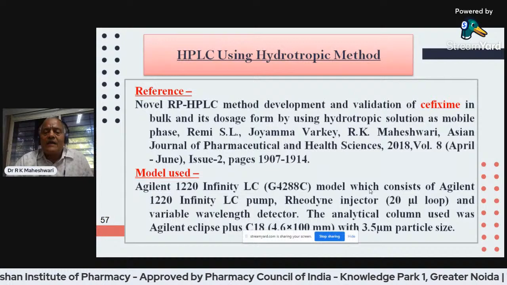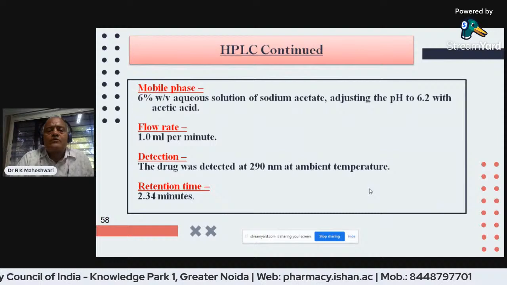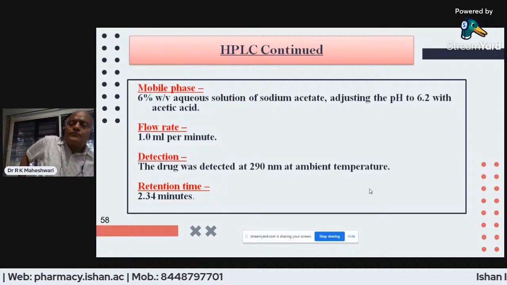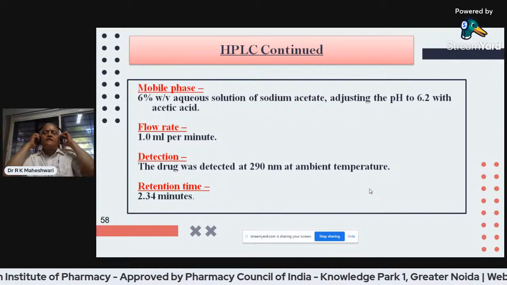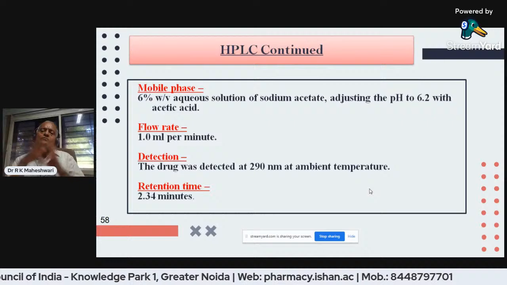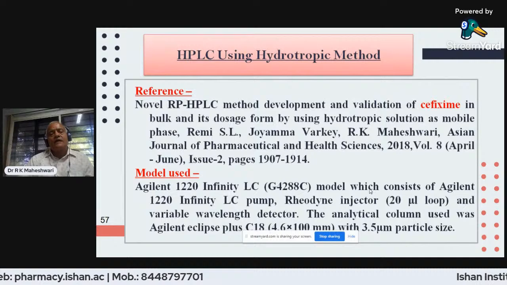She has employed a 6% weight by volume aqueous solution of sodium acetate as the hydrotropic solution, after adjusting its pH to 6.2 with the help of acetic acid. This solution was used as the mobile phase. It did not have any organic solvent, only an aqueous solution of sodium acetate. No acetonitrile, no methanol, no organic solvent like this. This published paper, the complete reference is there, is available online.